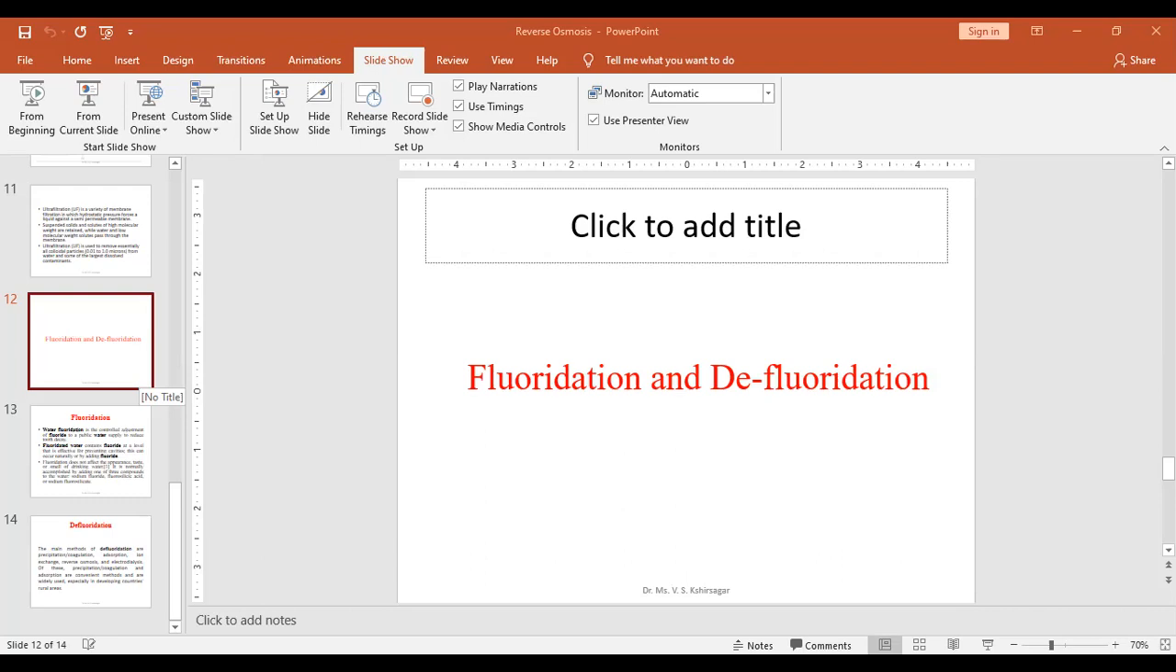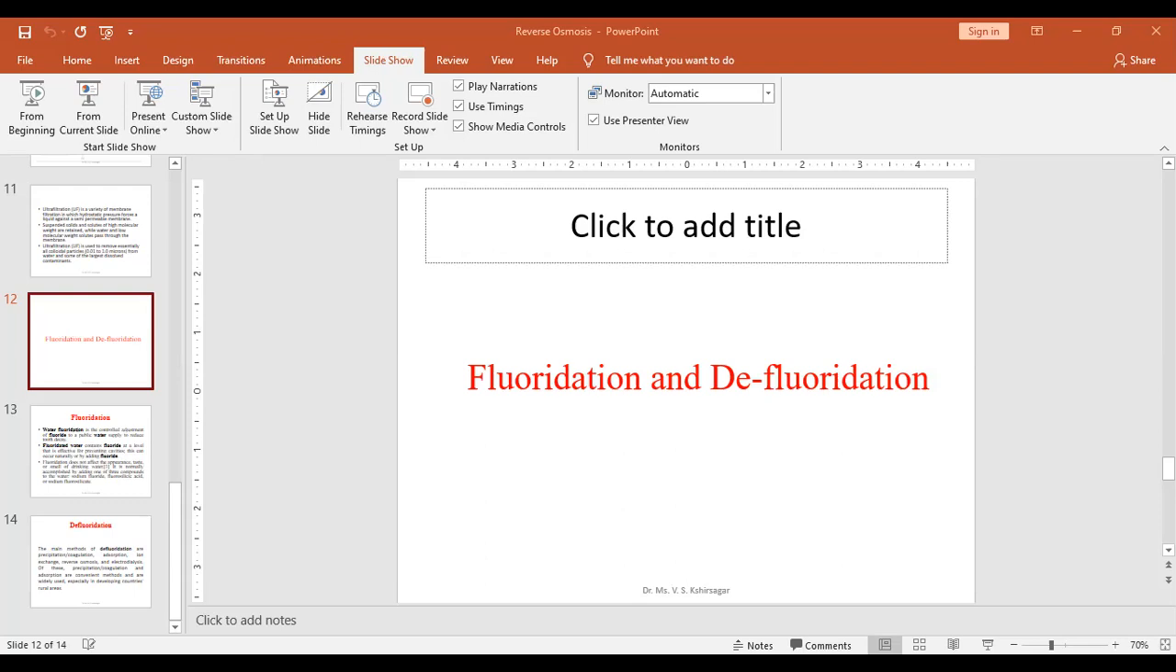Then next, the third one: if fluoride is greater than 5 ppm, it causes deformation of bones. Okay. So these are the three issues with fluoride.